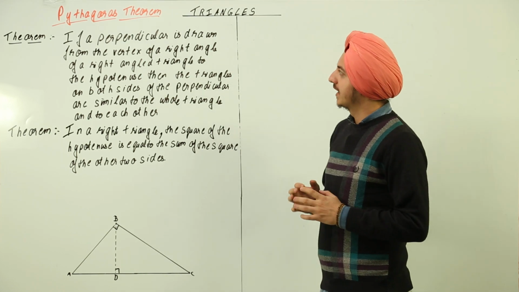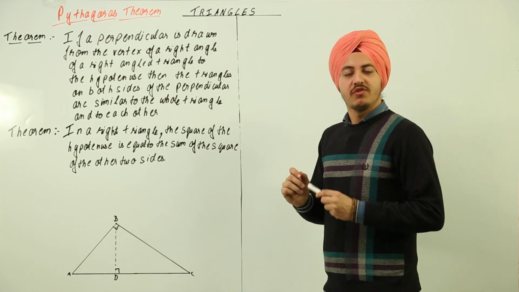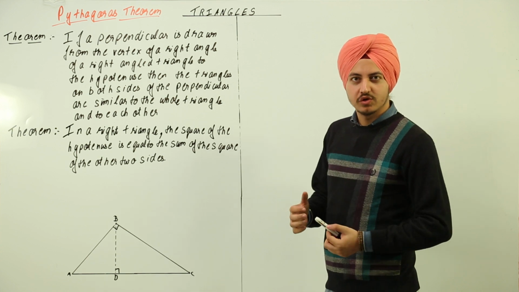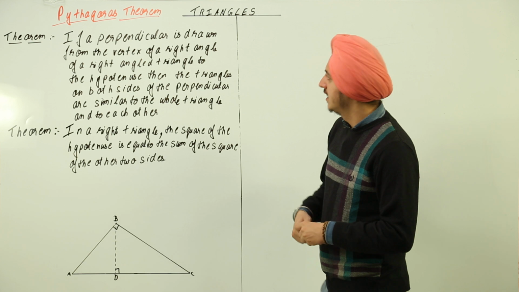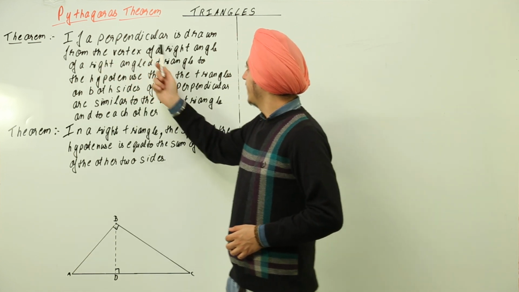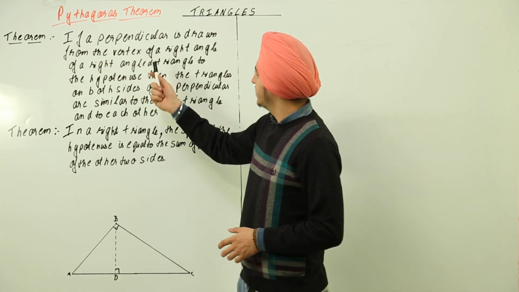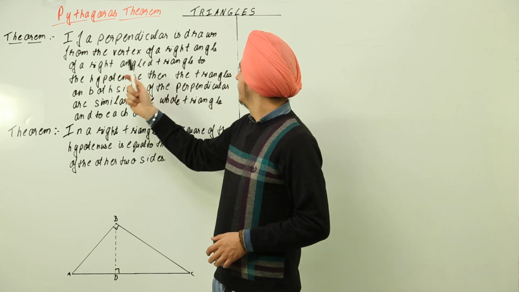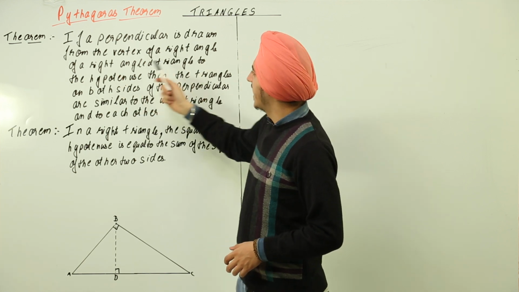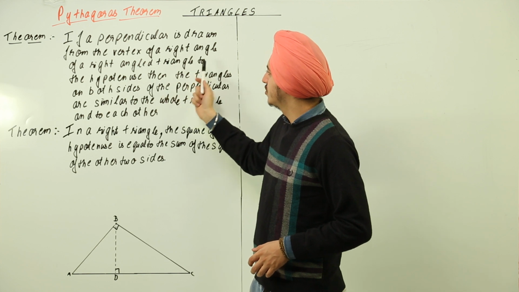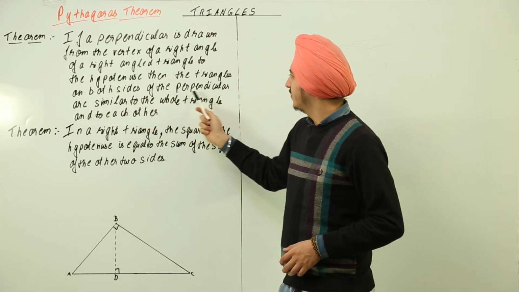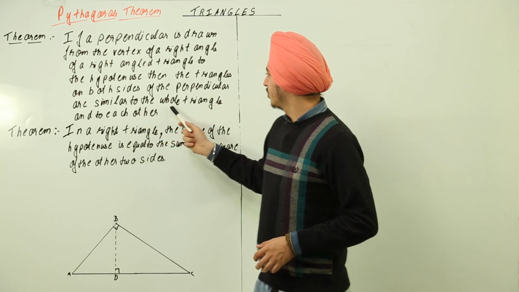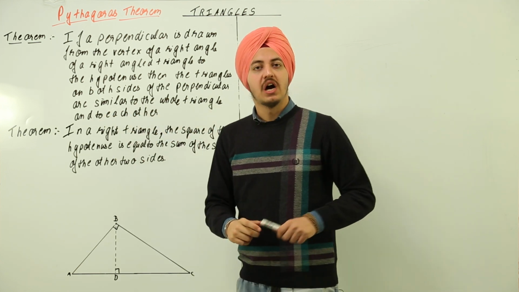Now the next topic is Pythagoras theorem. First of all, I'll come to Pythagoras theorem, but to prove it we need another theorem that says if a perpendicular is drawn from the vertex of a right angled triangle to the hypotenuse, then the triangles on both sides of the perpendicular are similar to the whole triangle and to each other.